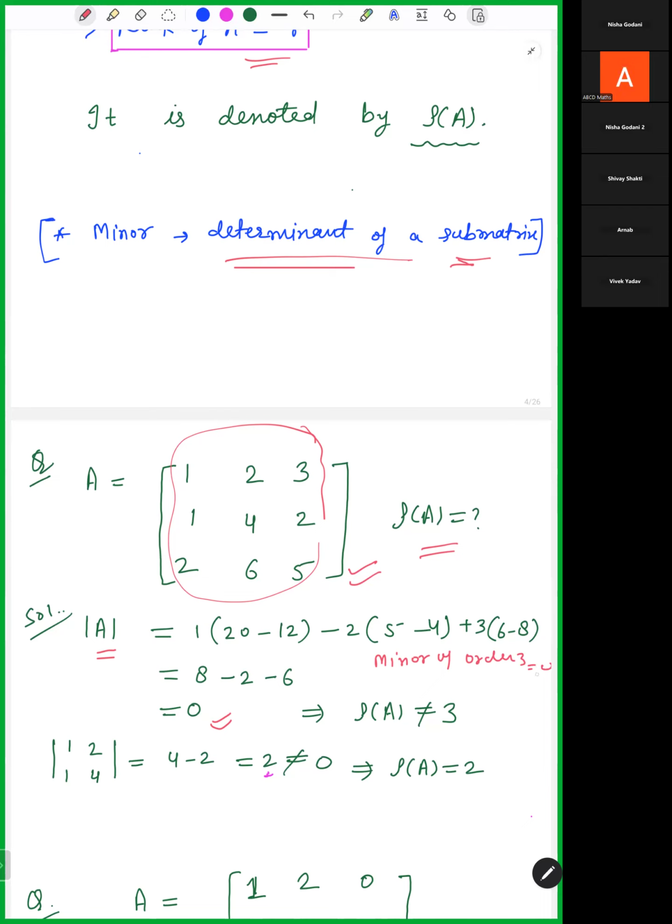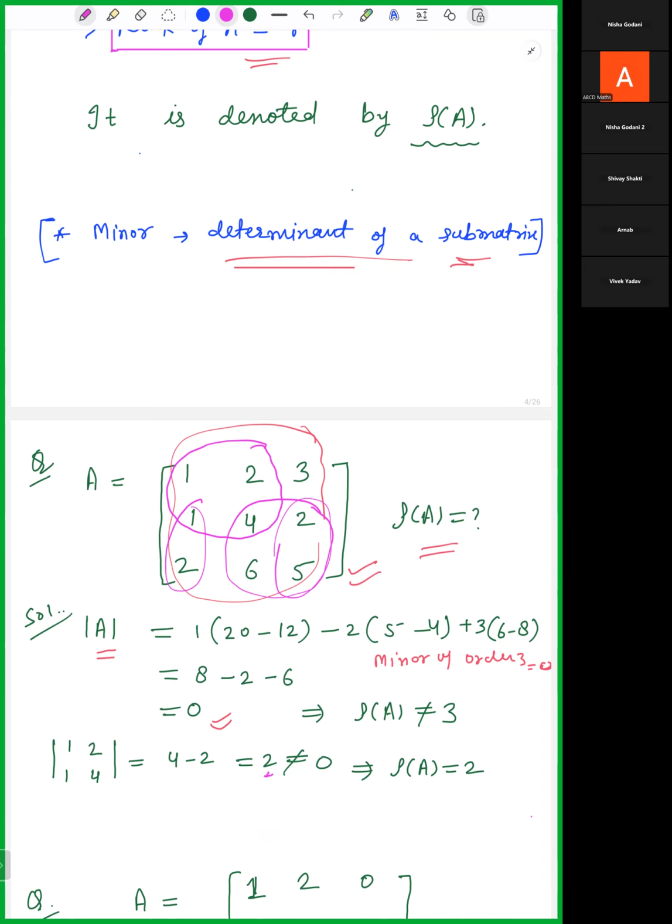Then what to do? You have to check for submatrices. You have checked the higher order, which is 3 cross 3. Now you will check matrices of order 2 cross 2, so you will choose submatrices. You can take this matrix, which is of order 2 cross 2. You can take this matrix, also of order 2 cross 2. Or you can take 1 2 and 2 5, which will become a 2 cross 2 matrix. So you will check submatrices of order 2 cross 2.